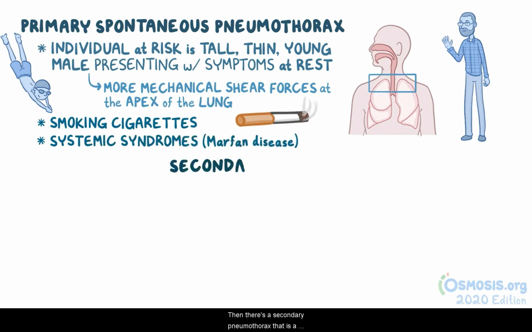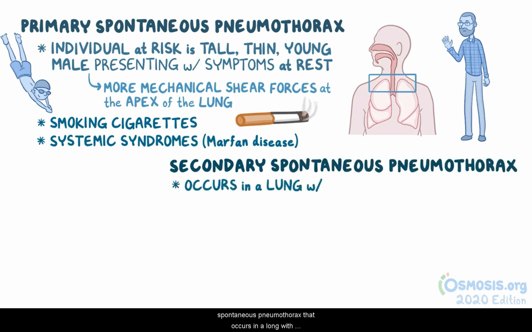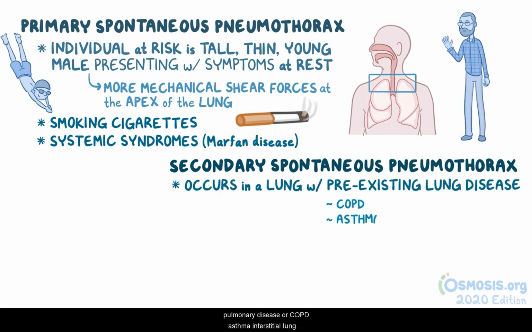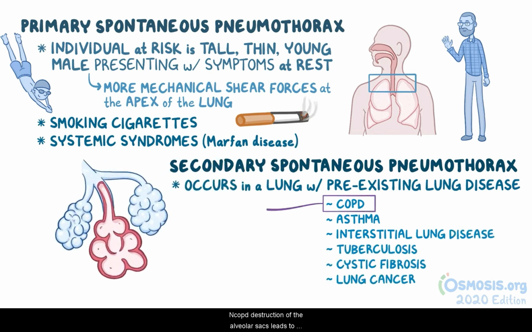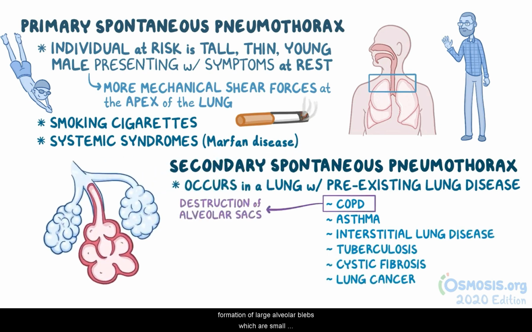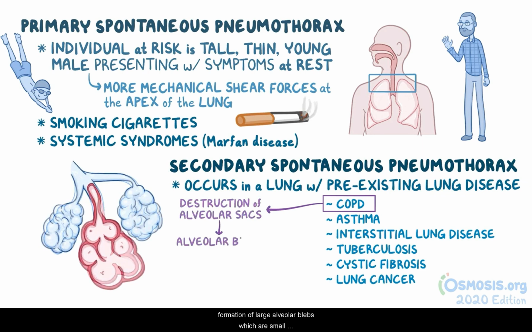Then there's a secondary pneumothorax, that is, a spontaneous pneumothorax that occurs in a lung with pre-existing lung disease, like chronic obstructive pulmonary disease, or COPD, asthma, interstitial lung disease, tuberculosis, cystic fibrosis, or lung cancer. In COPD, destruction of the alveolar sacs leads to formation of large alveolar blebs, which are small balloons that can eventually rupture, leaking air into the pleural space.